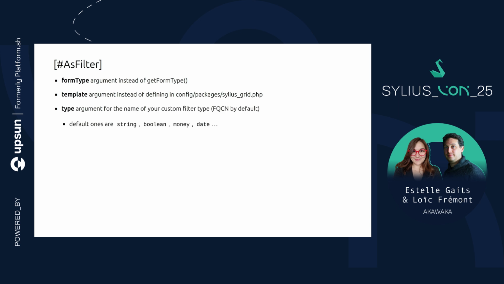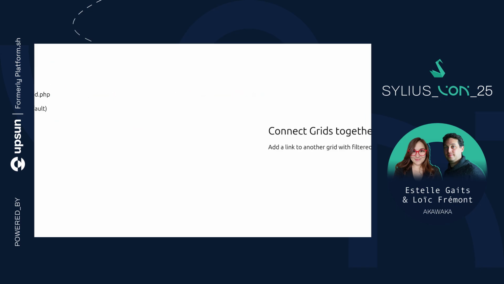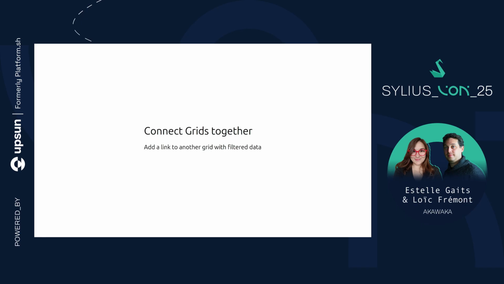Type lets you change the name of your filter, basically. Like the default ones would be money, etc. Same here. And that's optional, obviously. Otherwise, it just uses FQCN. So a great thing with filters is that I can filter my grid, but it lets me link grids together. Like I could connect them with links, with pre-filtered data, for instance.